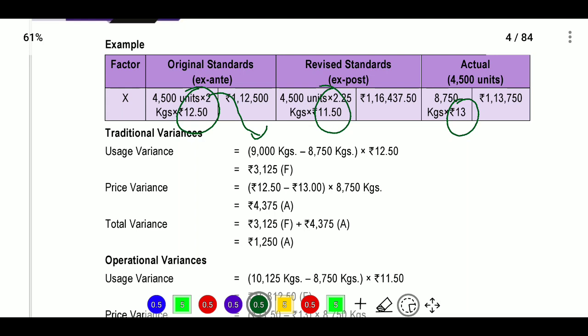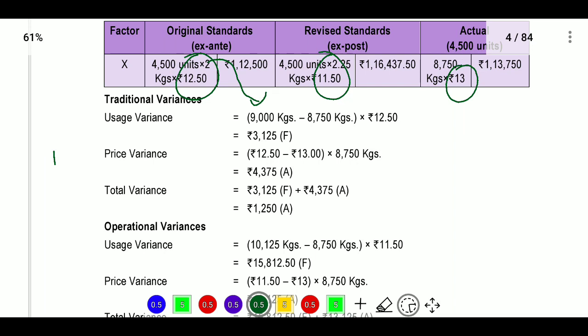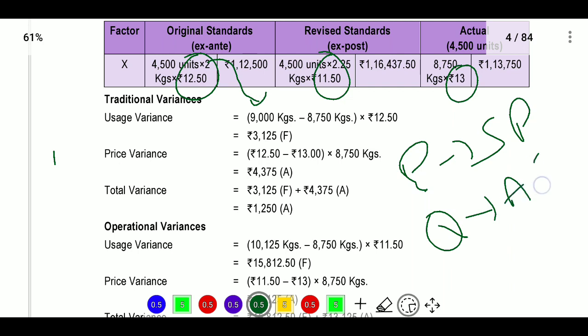Next, 13 rupees gives 1,13,750. If you are going for traditional variance, then when multiplying with price, always take the standard price. And if you are multiplying with quantity, always take the actual quantity. This is the thumb rule.